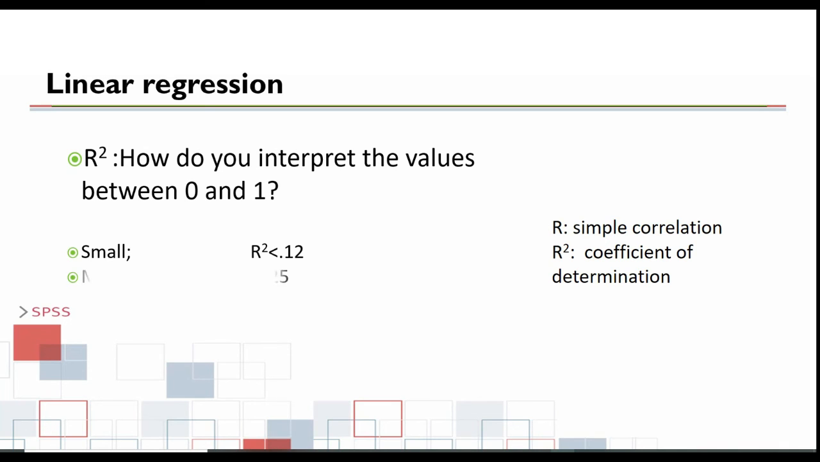And how do we interpret the values of our R square? Last time we have already seen the values of R. Remember the correlation one? But this one is R square. If your R square is less than 0.12, it means that it's small. If your R square is between 0.13 and 0.25, it is medium, and if it's greater than 0.26, it means that your R square is large, based on Coulthard. You can refer to this citation.